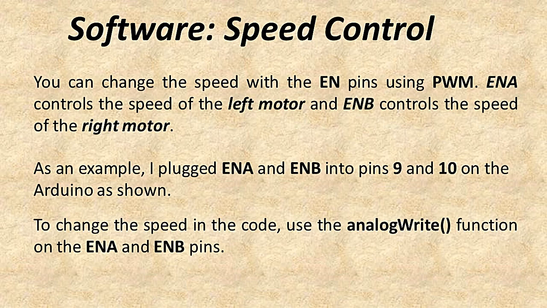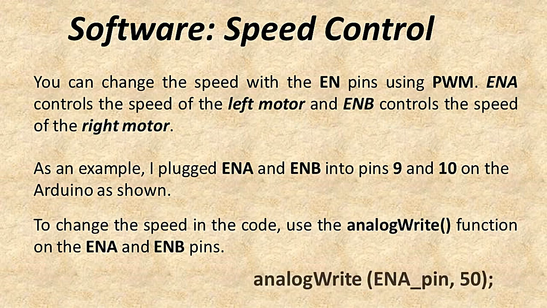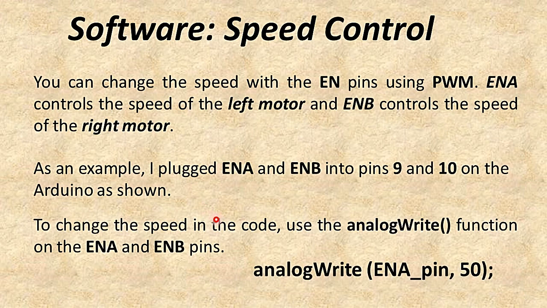To change the speed in the code, use the analogWrite function on the ENA and ENB pins. analogWrite is the function. analogWrite ENA_pin, 50. That is, 50 of the PWM value is applied to the ENA pin.